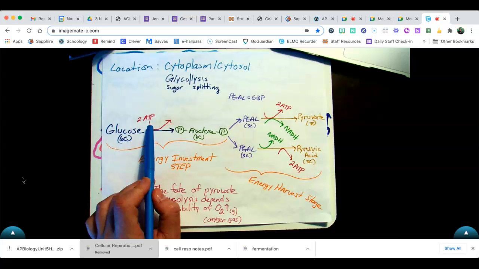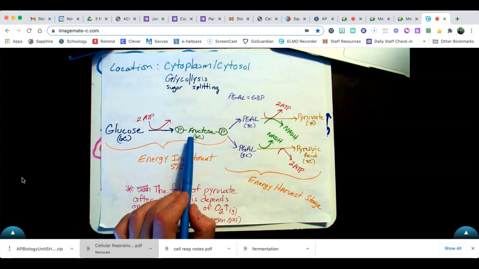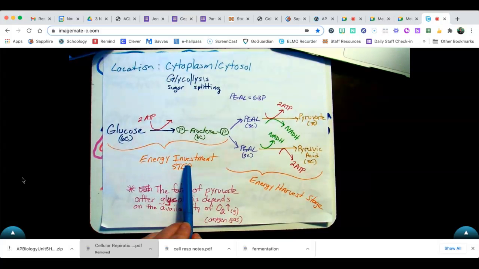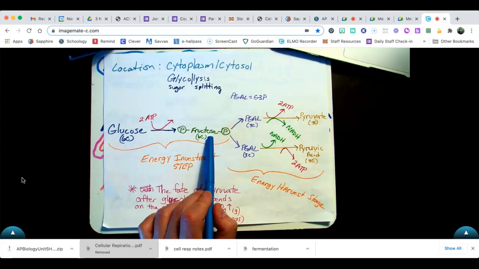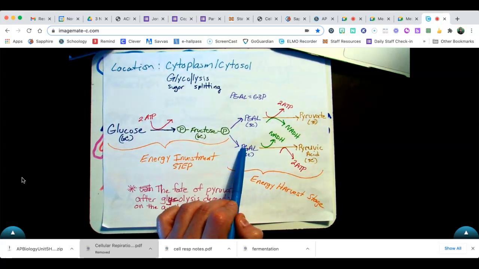So we're going to use two ATP molecules. So two ATP come in and it helps with the conversion of glucose to fructose diphosphate. Because we invest some energy here, we say that this is the energy investment step. Fructose diphosphate then gets split into two G3P molecules.